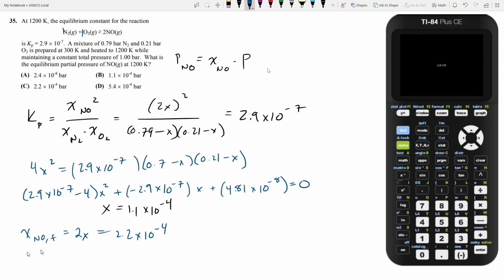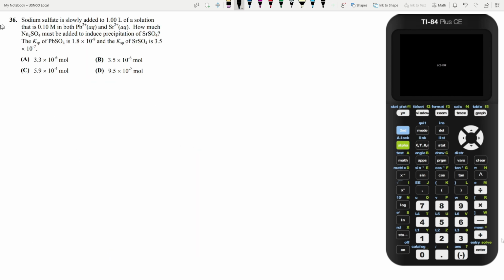And we said that the mole fraction is the same as the partial pressure, which is what the question is asking us. So this is our final answer, which is answer choice C. Let's move on to the last question, question 36.